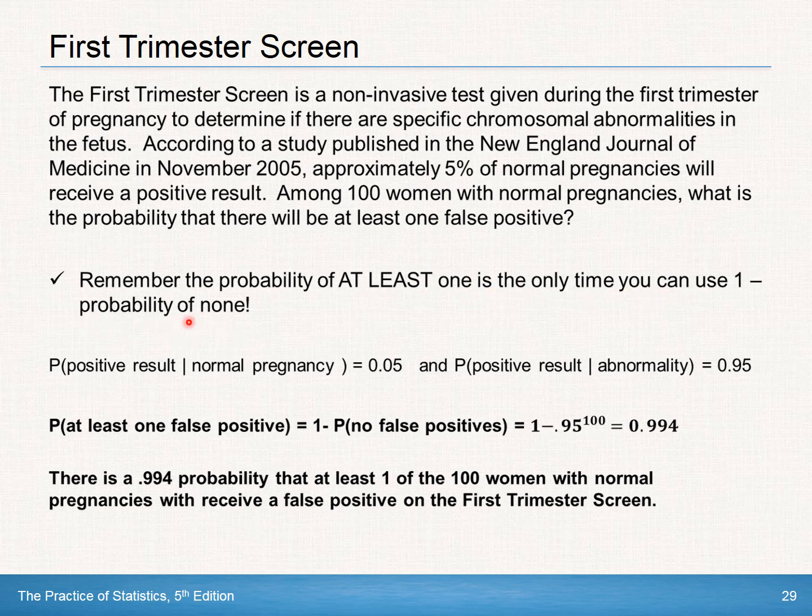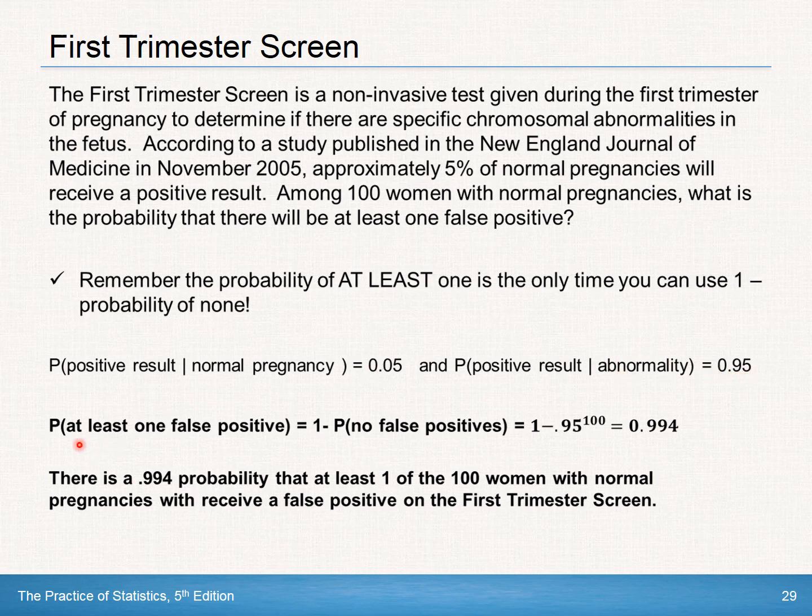So let's do that, because all of those added up, the probability of 1, 2, 3, 4, 5, 6, 7, 8, 9, all the way up to 100, is all of the probabilities except for the probability of no false positives. So what is the probability that I get a positive result given that I have a normal pregnancy? That's 0.05. What's the probability that I'm going to get a positive result and an abnormality? That's 0.95.